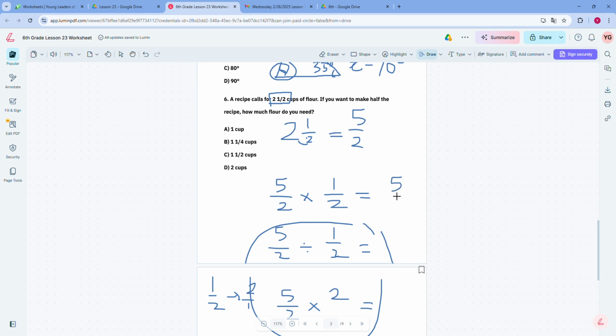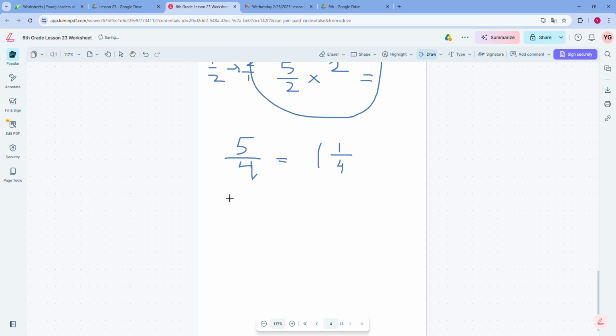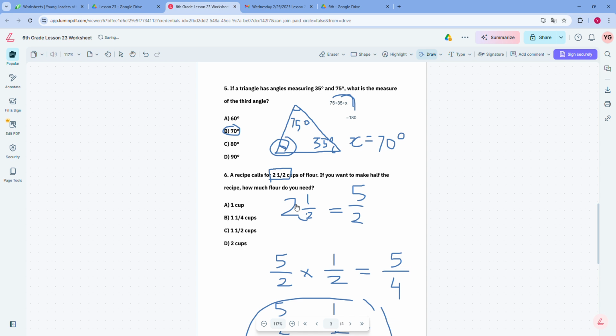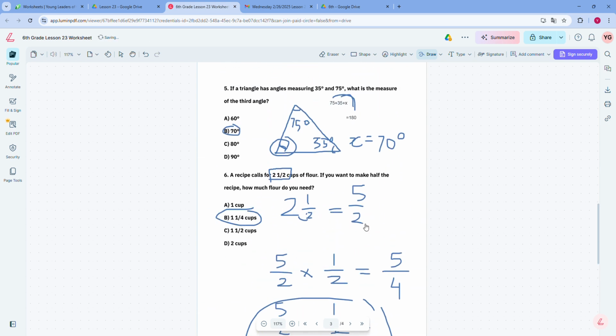So when you multiply, you'll just get 5/4. And 5/4 is equal to 1 1/4. You know this because here we have basically 4/4 plus 1/4, because this is 5. So you would get 1 1/4 cups of flour.